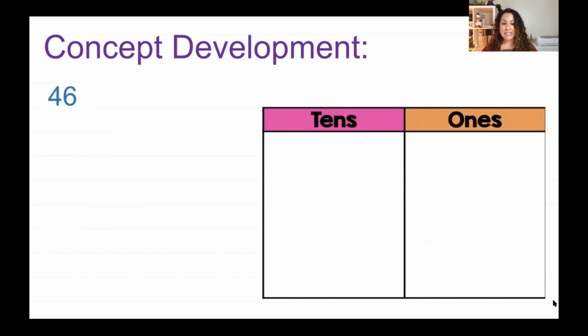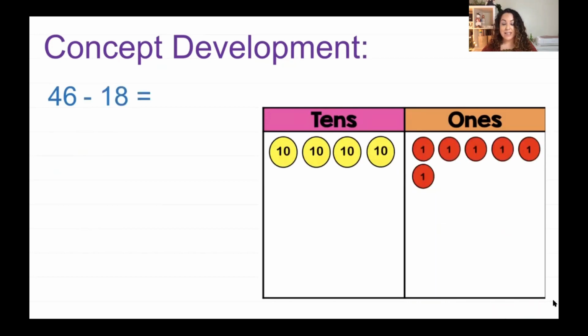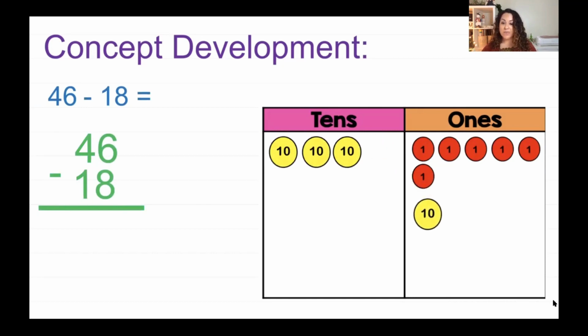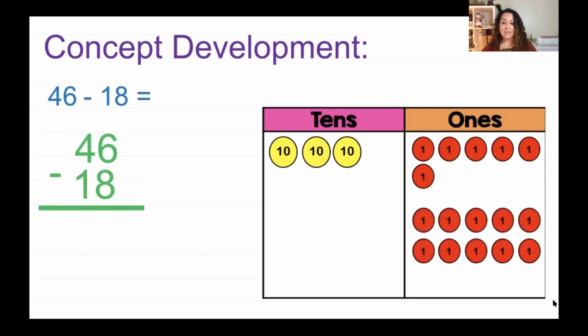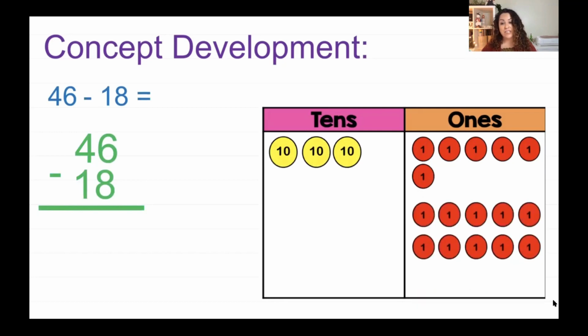I have 46. So here's my 40, and here's my 6 ones, and I'm going to take away 18. So let's line them up vertically and let's take away. Now I have 6 ones here and I need to take away 8. So remember, this problem is not impossible. I can still do it, but I need to unbundle a 10. So let's bring that 10 over and let's unbundle it. And now I have 10 ones, just like that. So now I can take away 8. So let's go ahead and take away 8.